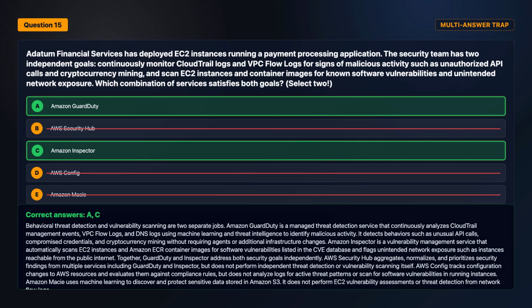AWS Config tracks configuration changes to AWS resources and evaluates them against compliance rules, but does not analyze logs for active threat patterns or scan for software vulnerabilities in running instances. Amazon Macie uses machine learning to discover and protect sensitive data stored in Amazon S3. It does not perform EC2 vulnerability assessments or threat detection from network flow logs.